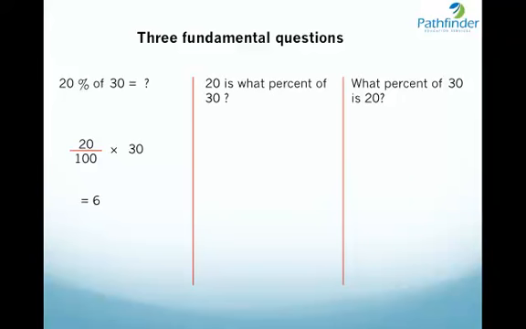20 is what percent of 30? So you are required to calculate 20 as a percentage of 30, which means you need to write down 20 by 30 as a fraction. So 20 by 30 multiplied by 100 gives you 66.66%.